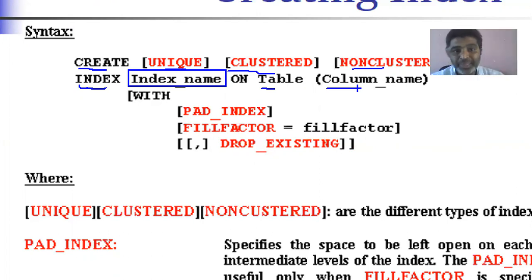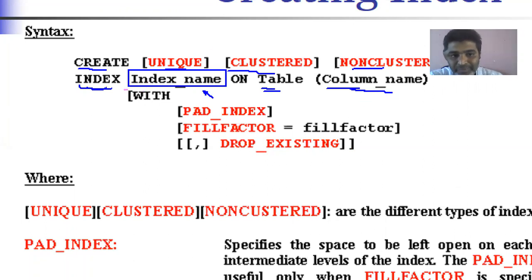We say CREATE, the type of index, then we use the keyword INDEX. Then you give the name, whatever name you want to give for the index, on what table, and the index is given for a column of the table. In the bracket, we specify the column. It can be a single column, or it can even be multiple columns.